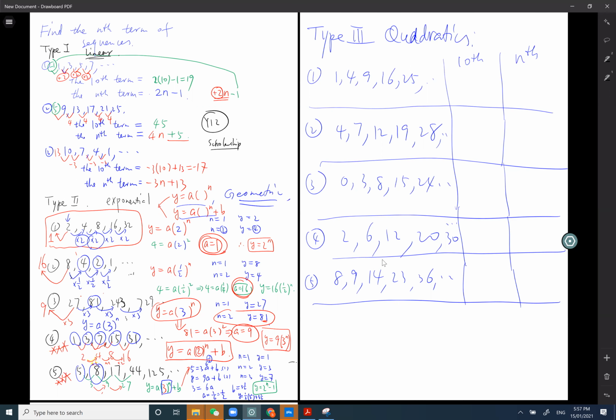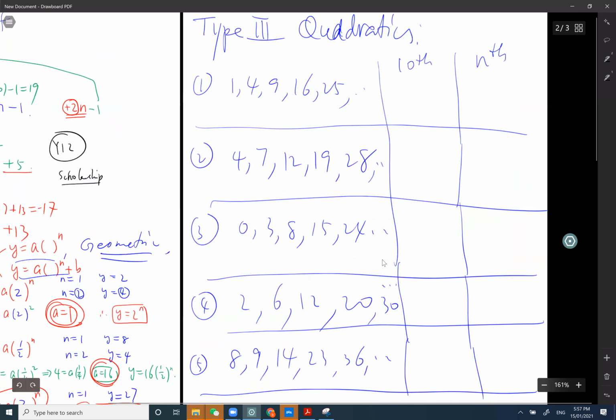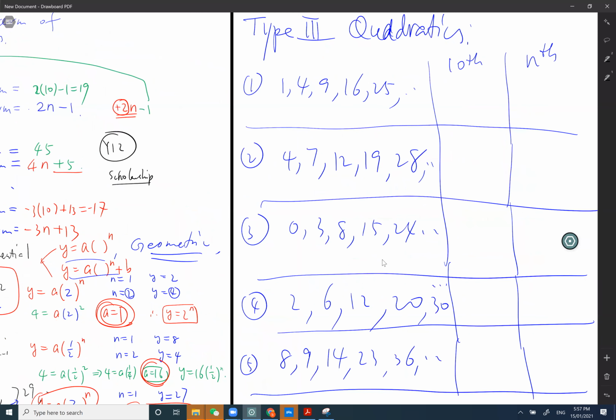How do you find the formula? The first one, Heidi. It's quadratic: 1, 4, 9, 16, 25. Just n squared.